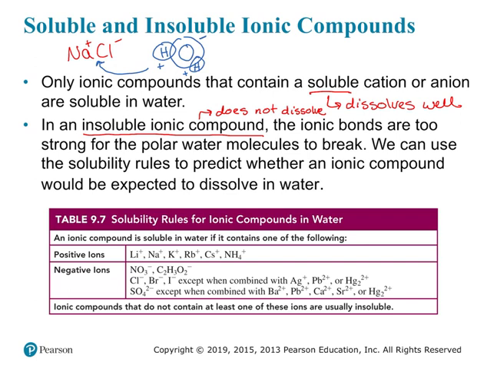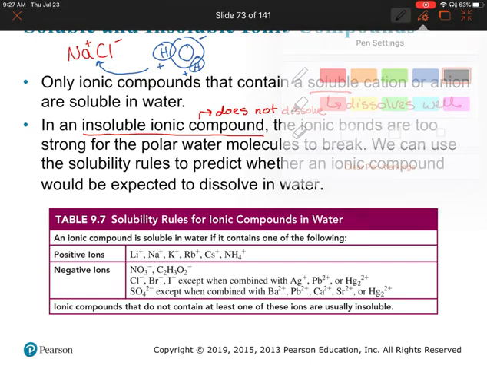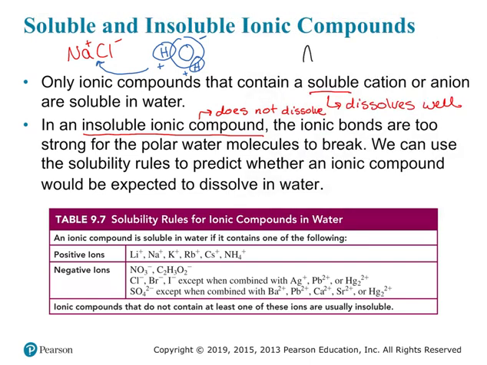However, there are other compounds that water can't break apart. One example is a compound called silver chloride. Silver has a positive charge, chlorine has a negative charge, and water cannot break them apart because they are so strongly bound together. So that would be an insoluble ionic compound. It is so tightly bound, it just cannot be broken apart.